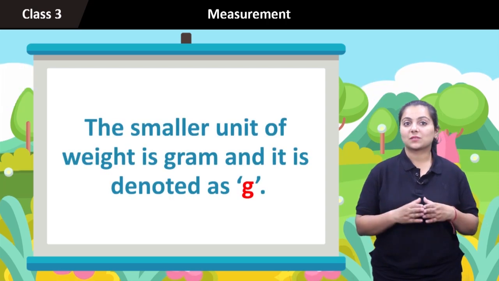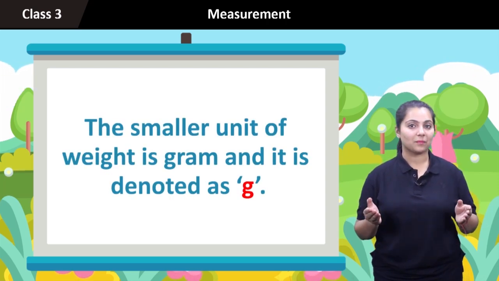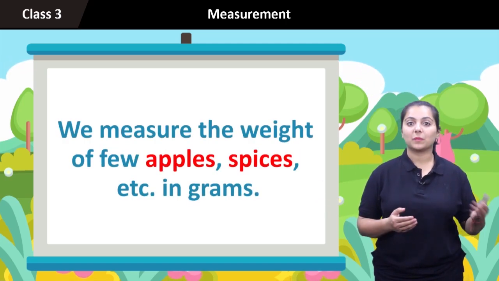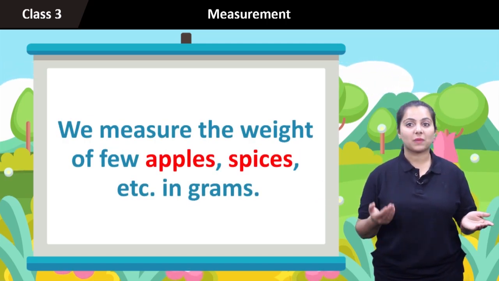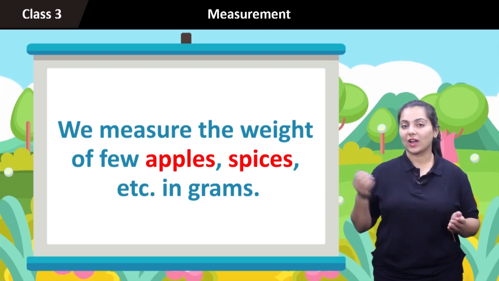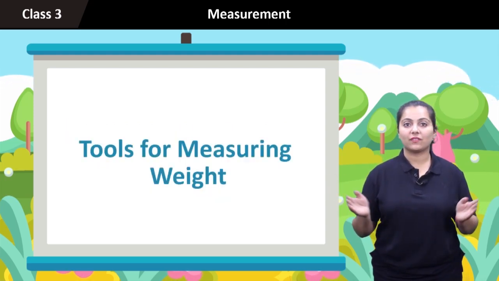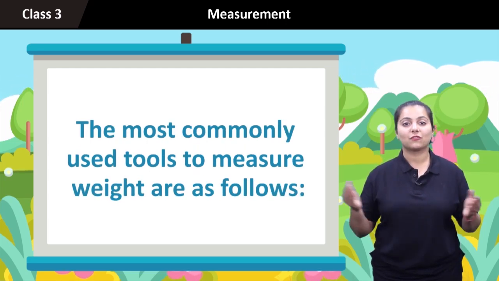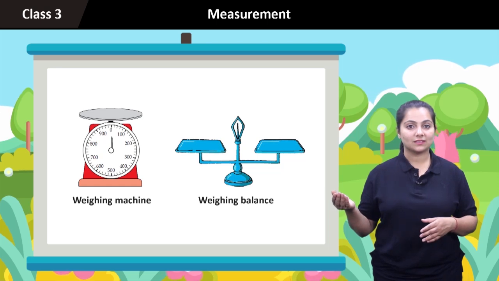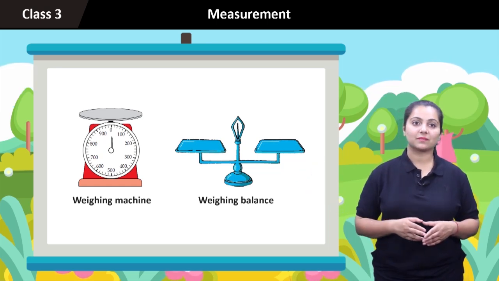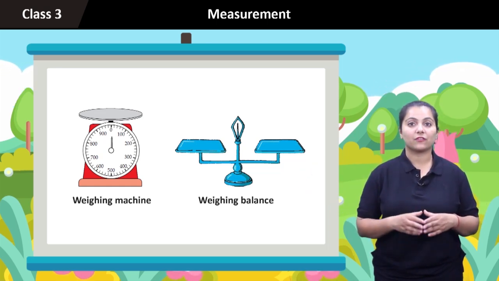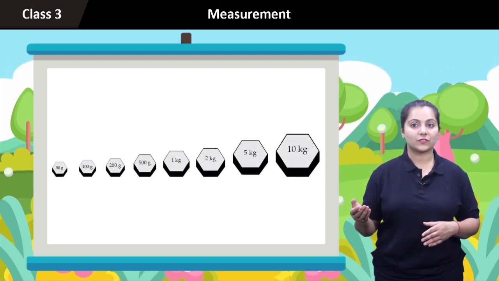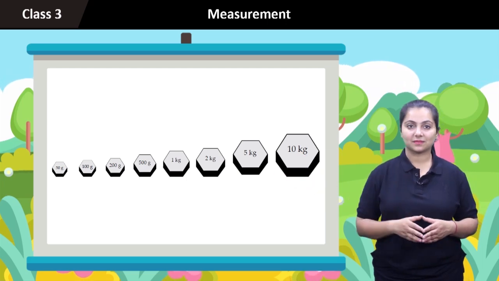Gram. The smaller unit of weight is gram and it is denoted as g. For example, we measure the weight of a few apples, spices, etc. in grams. Tools for measuring weight. The most commonly used tools to measure weight are as follows: weighing machine and weighing balance. In the most common balance, the weighing bars of the following denominations are used: from 50 grams to 10 kgs.